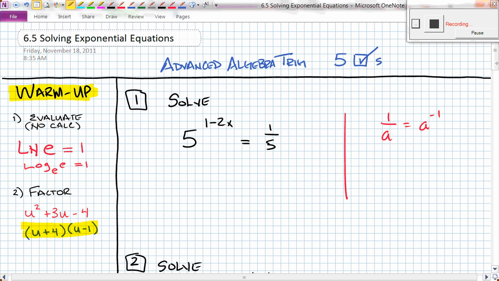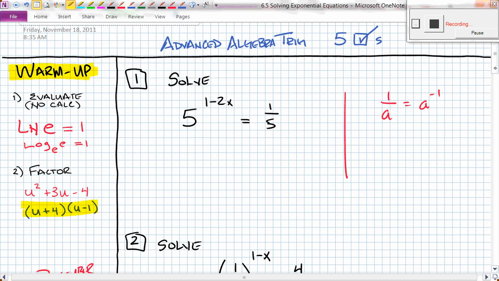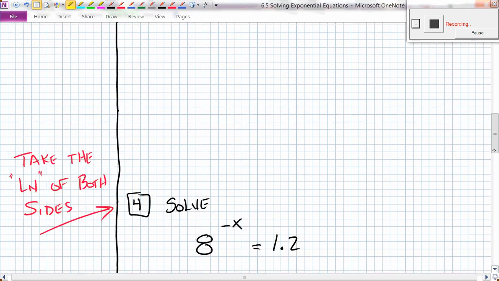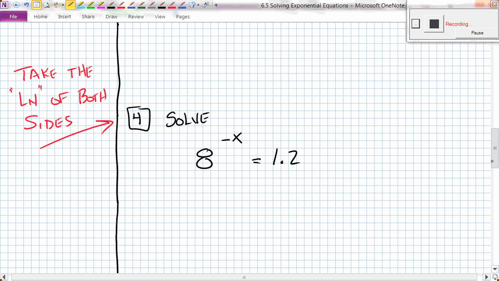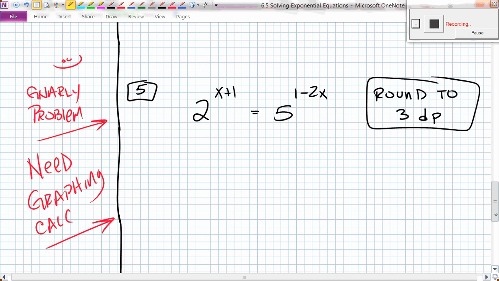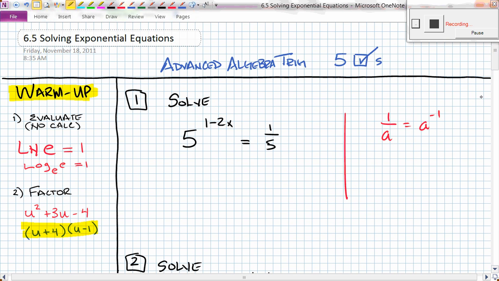All right, here's what you have coming at you. We're going to solve problems 1, 2, 3 is where that u substitution comes in. Number 4, we're going to do something with natural logs. And number 5, we're going to need our calculators out. So that's what we're going to do today. And that's a gnarly problem on the left-hand side. So that's our goal, getting up to there. So let's start on number 1.